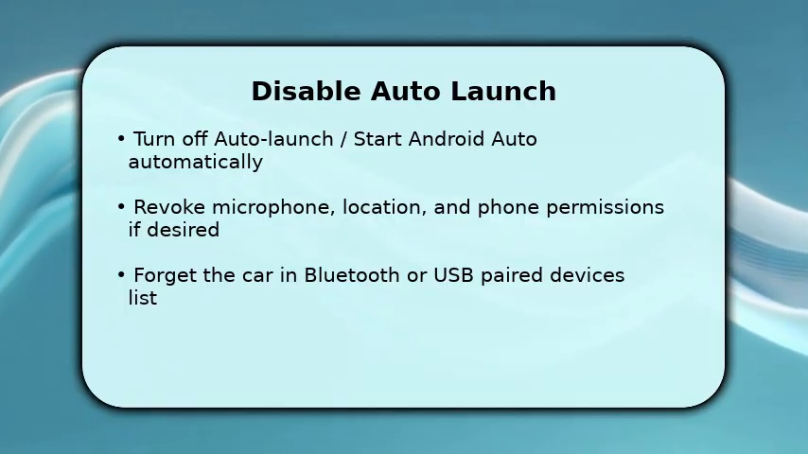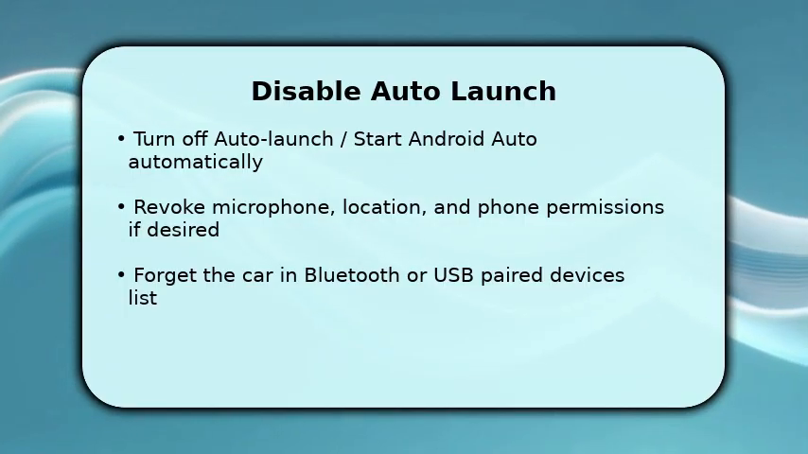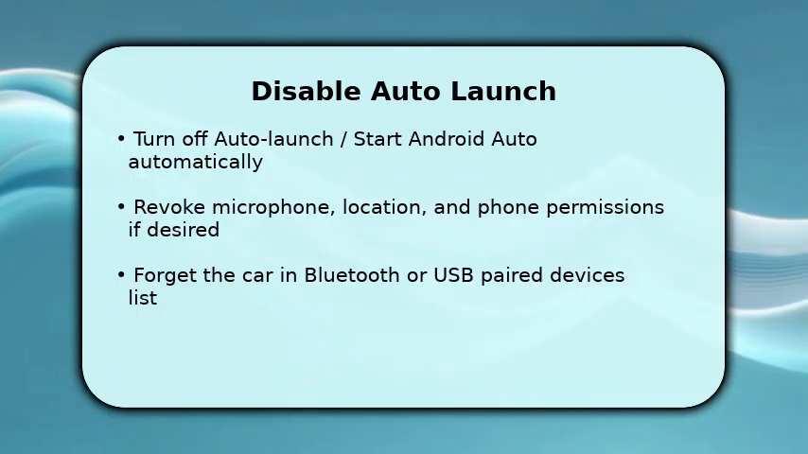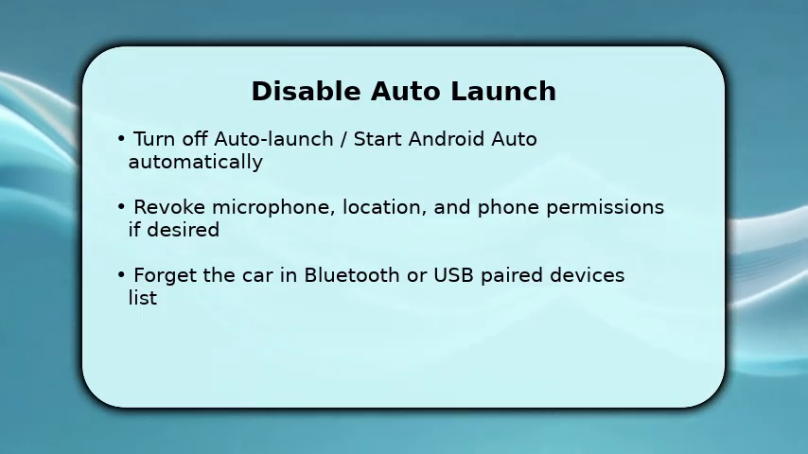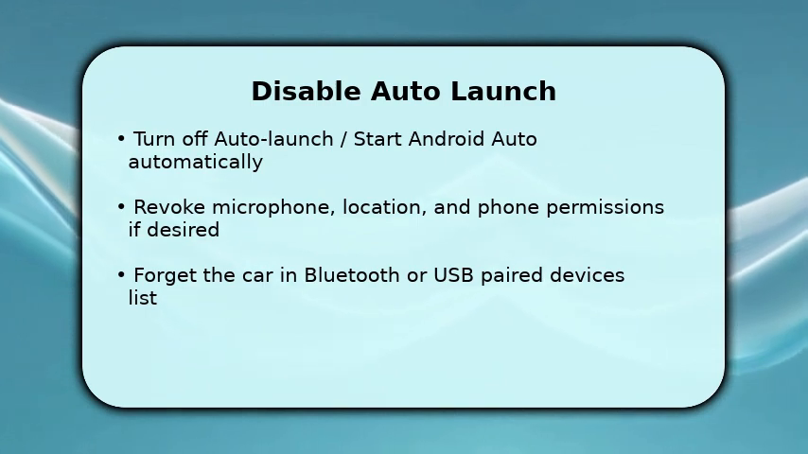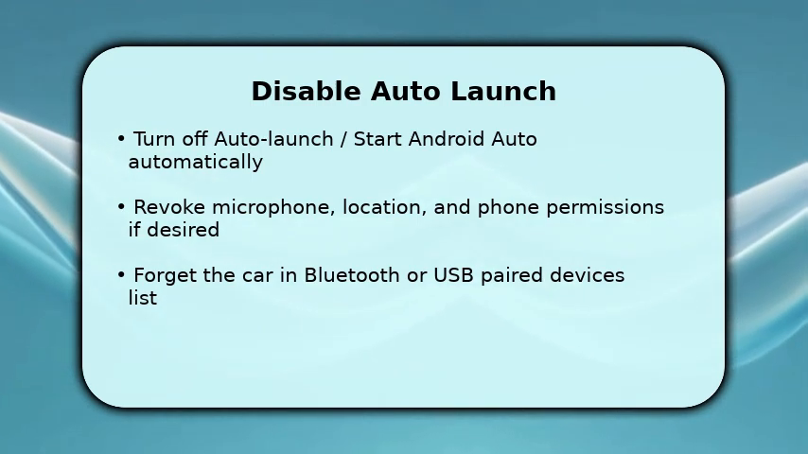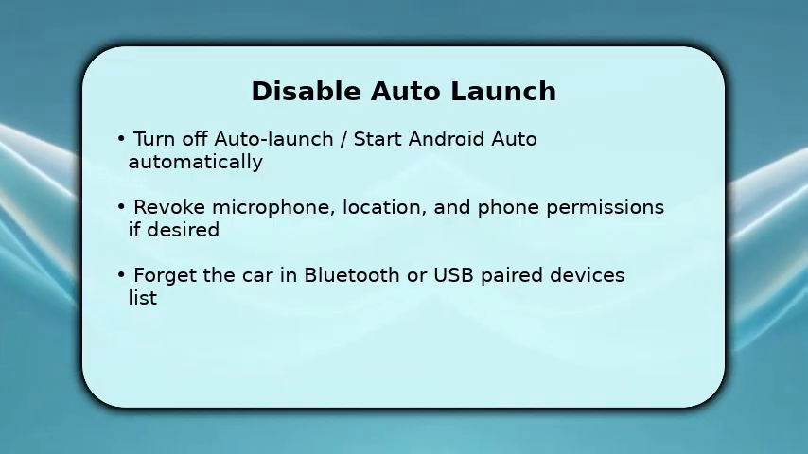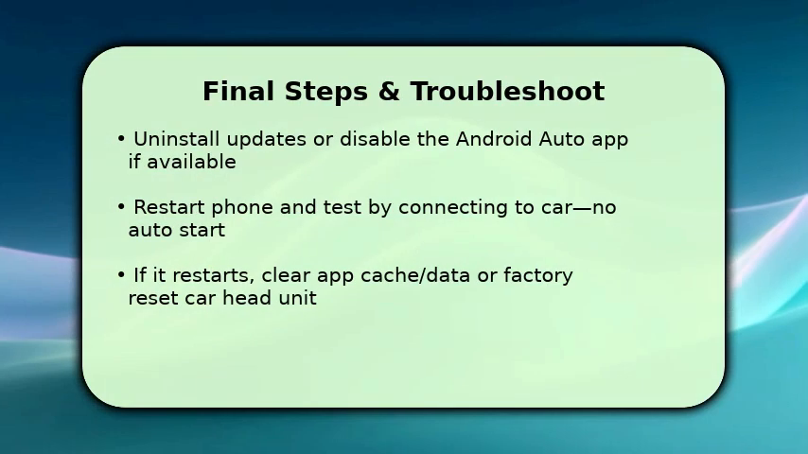After that, go to Bluetooth or USB paired devices and choose Forget for the car. Once forgotten, the phone won't reconnect without manual pairing. These steps cut off both software triggers and connection-level reboots. To finish, consider uninstalling updates or disabling the Android Auto app from App Info, which removes newer auto start behaviors.